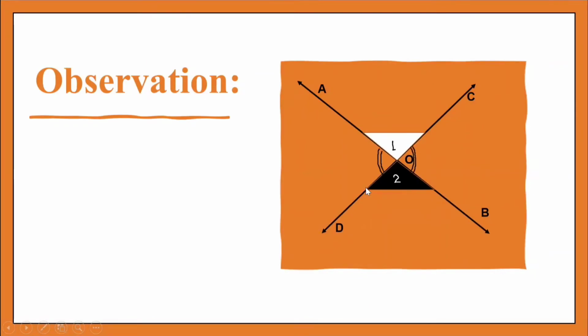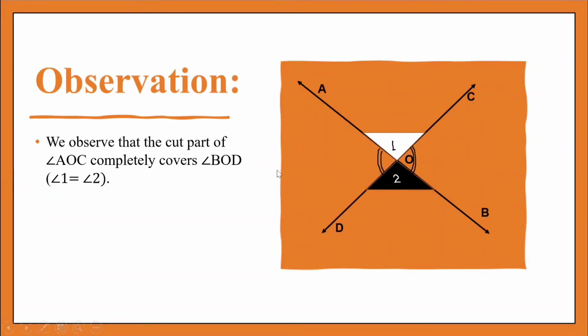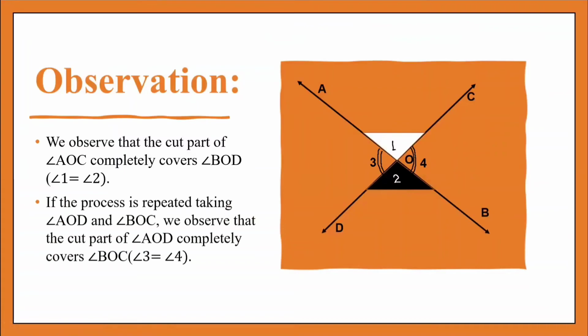Now, what is the observation? We observe that the cut part of angle AOC completely covers angle BOD. So we can say that angle 1 is completely covering angle 2. That means 1 and 2 are equal. In exactly the same way, if the process is repeated taking angle AOD and angle BOC, we will observe that the cut part of angle AOD completely covers angle BOC. That means angle 3 is equal to angle 4. So this is the observation.